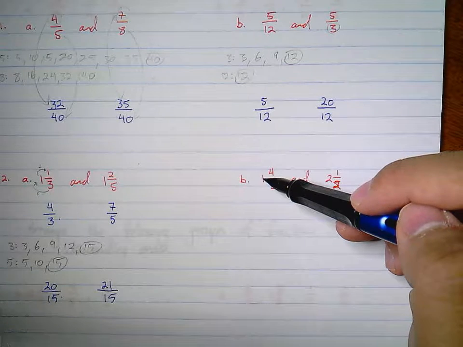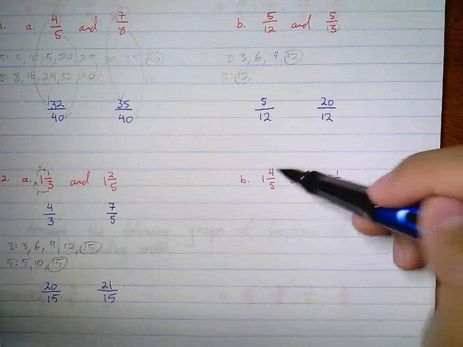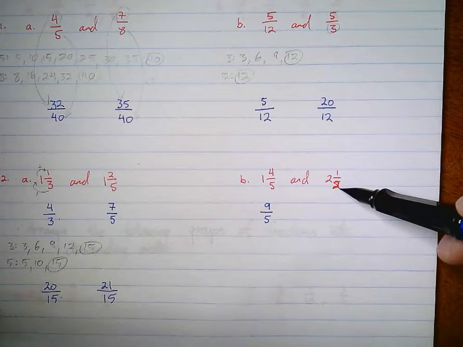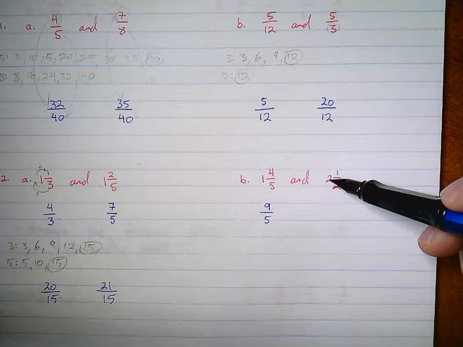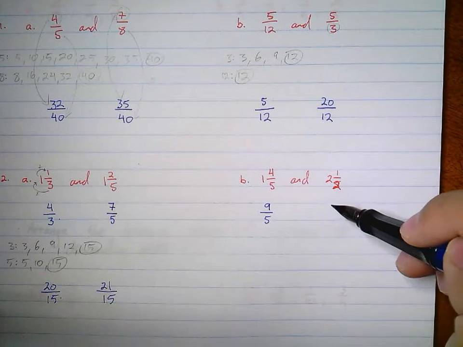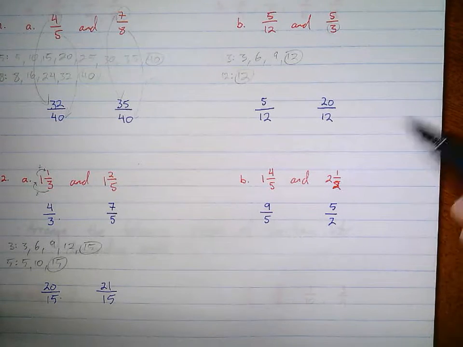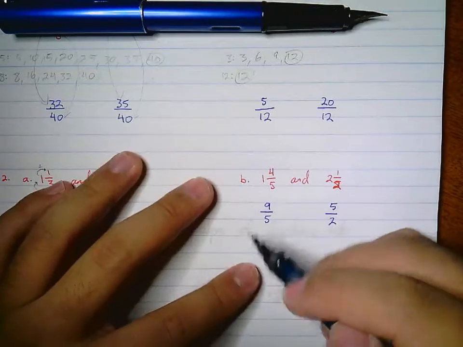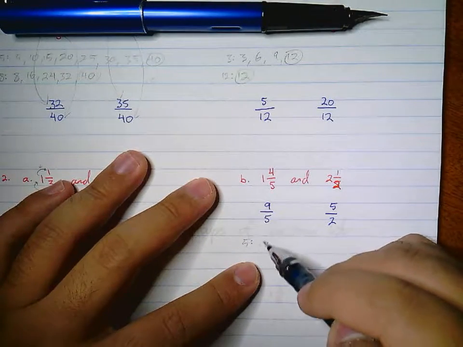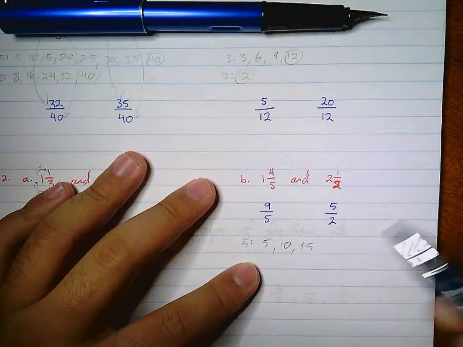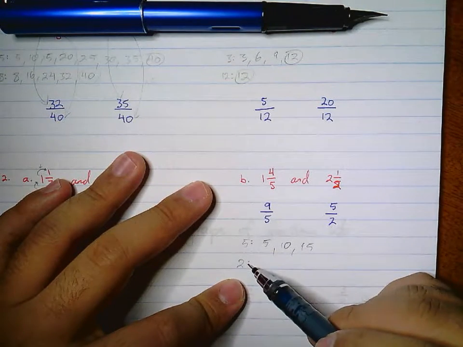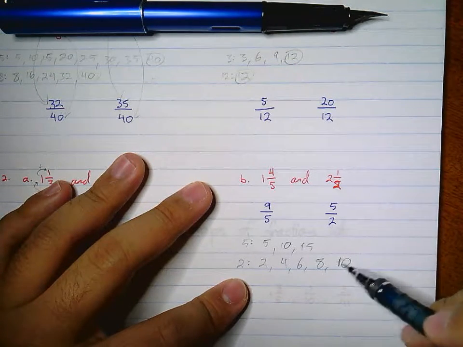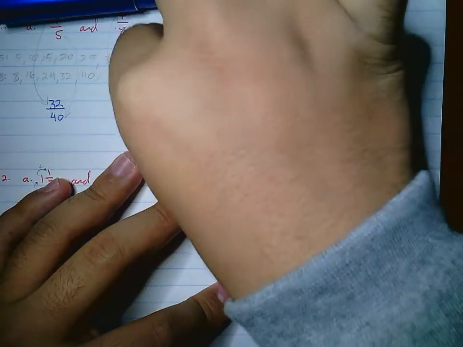5 times 1 is 5. 5 plus 4 is 9 over 5. 2 times 2 is 4. 4 plus 1 is 5 over the same denominator. Let's find the lowest common multiple between 5 and 2. So 5, 10, 15. We'll just do the first 3. Multiples of 2 are 2, 4, 6, 8, 10. There is our lowest common multiple.